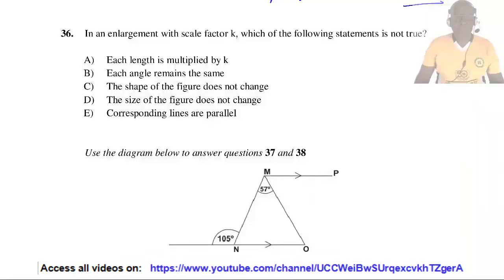Question 36. In an enlargement with scale factor k, which of the following statements is not true? A. Each length is multiplied by k. It is true. Each angle remains the same. It's true. The shape of the figure does not change. It's true. The size of the figure does not change. This is false. So the right answer is D.